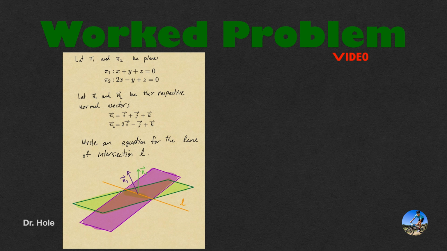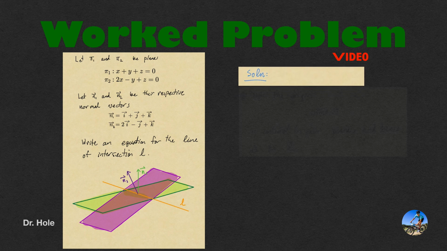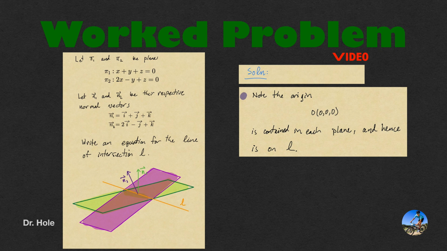If we want a line L, we need two things. We need a point on the line. Well, that point needs to be a point on the line L, the line of intersection. Therefore, it should satisfy both pi1 and pi2. An easy point to pick out is the origin. x equals 0, y equals 0, z equals 0. The origin is on the line of intersection.